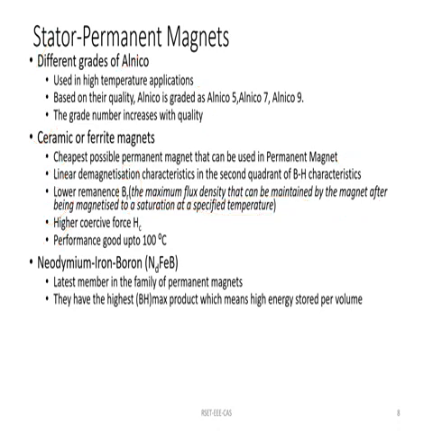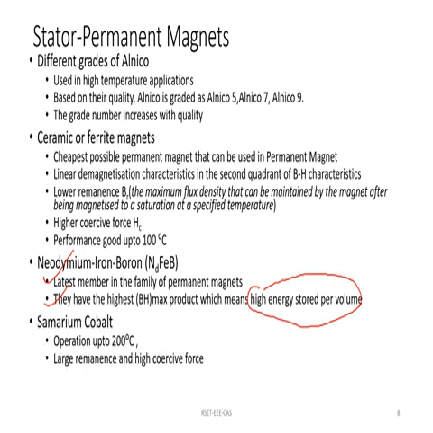Now next is a neodymium iron boron permanent magnet, which is the latest member in the family of permanent magnet, and they have high energy stored per volume property, which makes them really attractive. And another type of permanent magnet used is samarium cobalt, which can be used for high temperature applications up to 200 degrees Celsius. Again, it has large remanence and high coercive force.